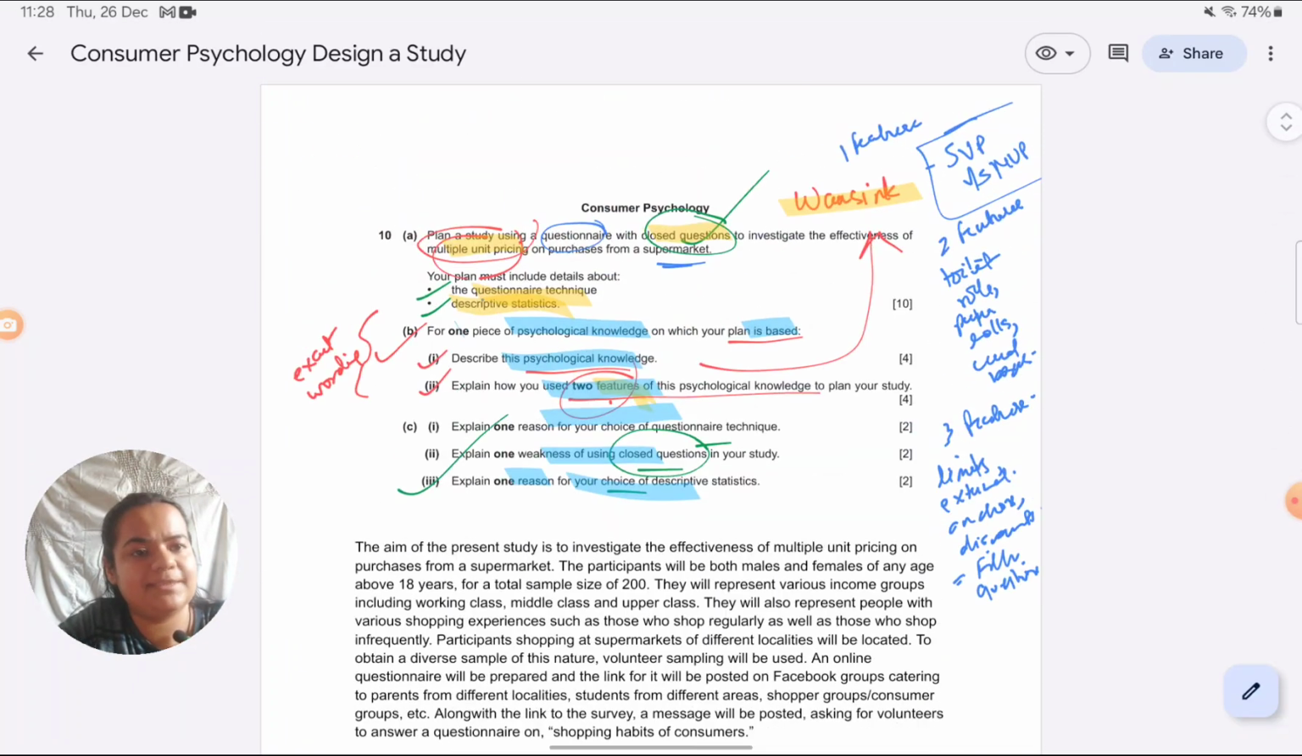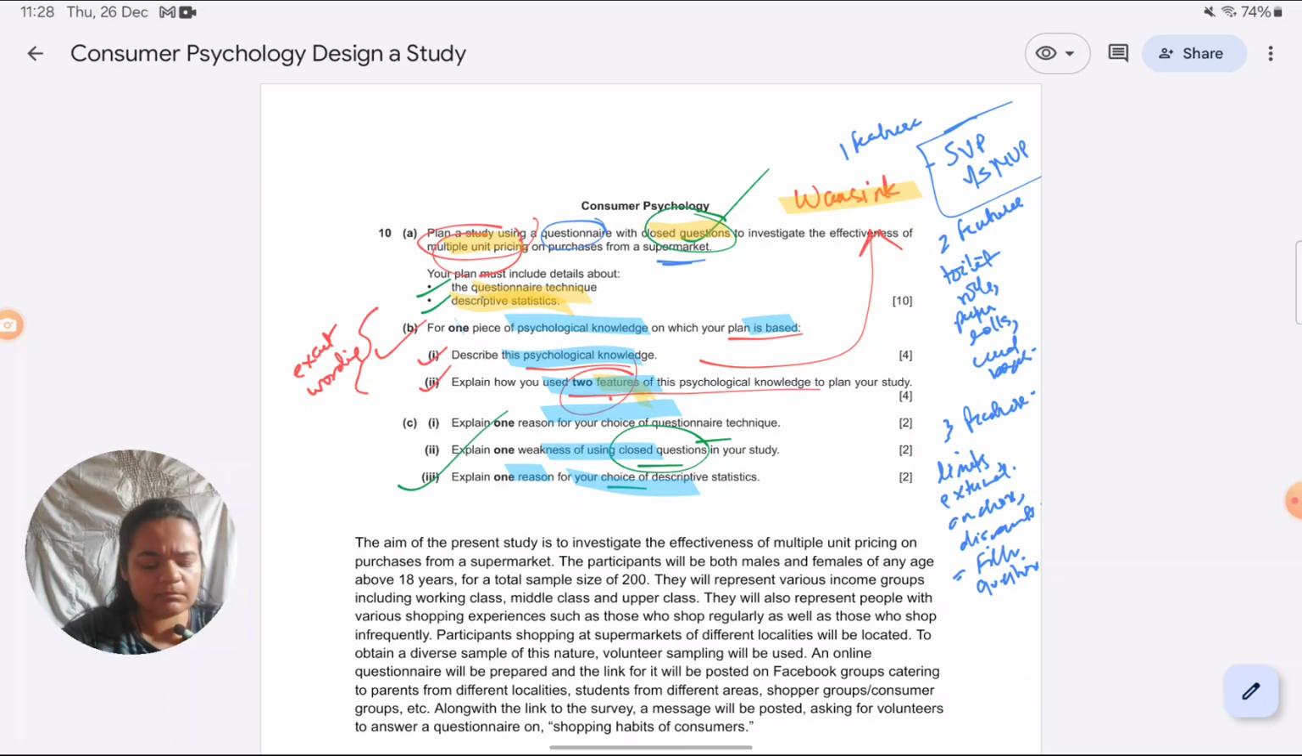I hope this answer has helped you understand how to write a design a study answer, specifically a questionnaire one, specifically a consumer psychology one. I hope all those things are clear to you. I'd like to repeat, my intention has been to show you how to write it, how to think about it, what all to cover, and how to phrase, how to organize, how to go in a sequence or a flow. That has been my intention, and how to meet all the requirements of the question as well as the mark scheme. So I've tried to cover as much as possible.